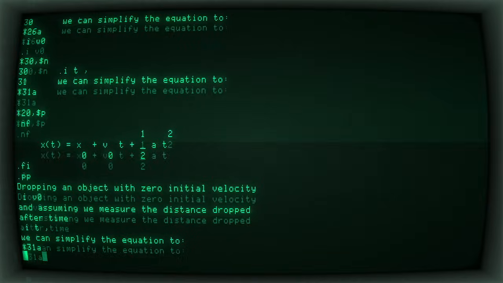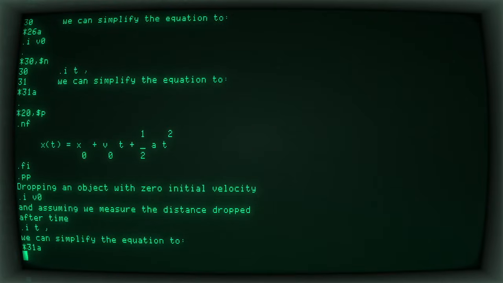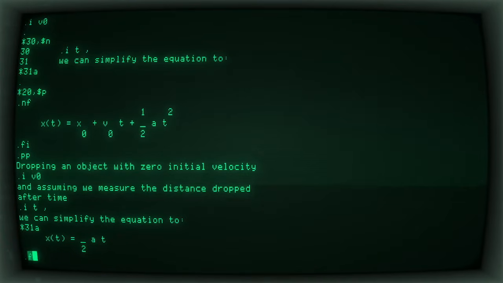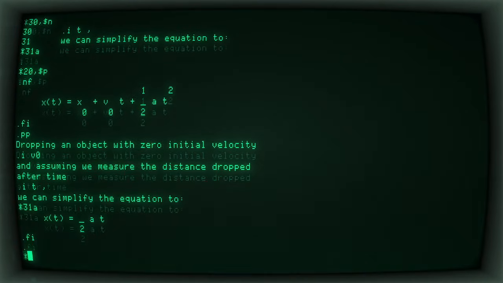I can now say, looks like it's, I did 5. So xt is going to be just 1/2 at squared. So there's our bar for the 1/2. There's our a. There's our t, and then we can put in the 2, and then we need to turn filling back on.